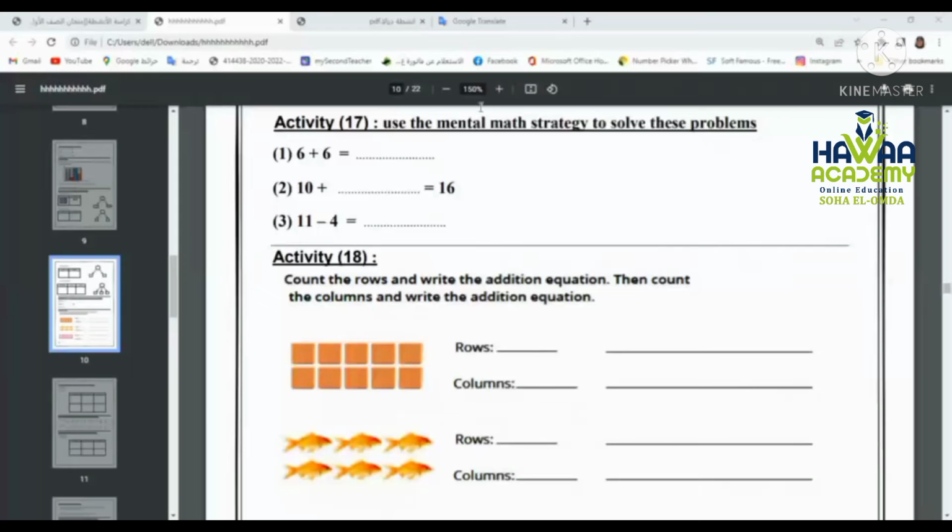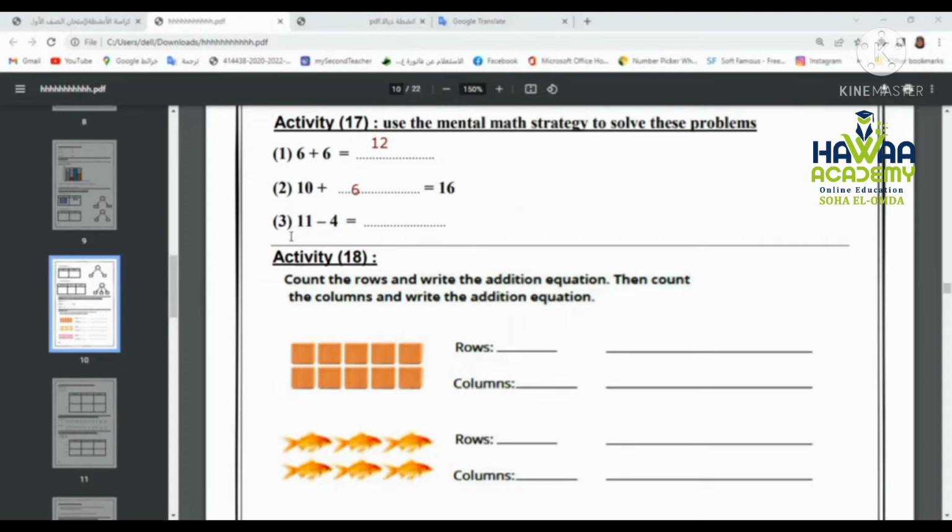Here, use the mental math strategies to solve these problems. We have 6 plus 6, double of 6, adding the number to itself. So 6 and 6 will be 12. And now 10 and what will make 16? I know when I decompose 16, it's going to be 10 and 6. So 10 and 6 makes 16.